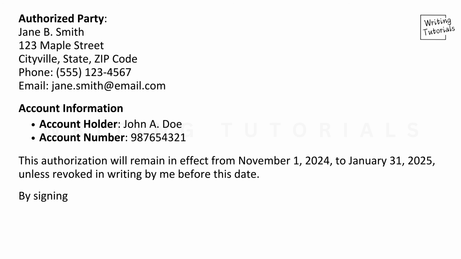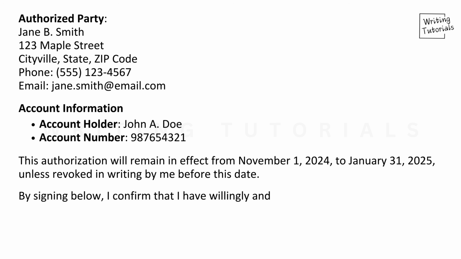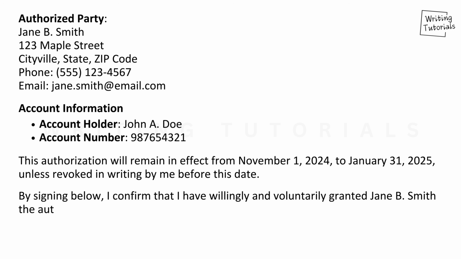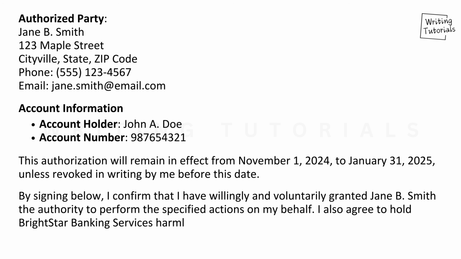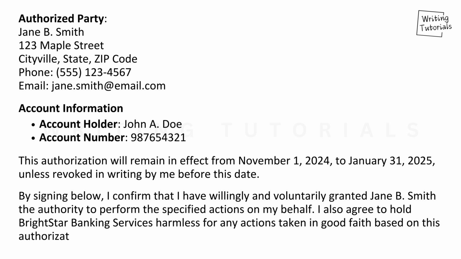Adding a statement of confirmation. Next, include a statement confirming your intent to grant this authorization and accepting responsibility. For example, "By signing below, I confirm that I have willingly and voluntarily granted Jane B. Smith the authority to perform the specified actions on my behalf. I also agree to hold Brightstar Banking Services harmless for any actions taken in good faith based on this authorization." This section acts as a safeguard for the company or organization, letting them know you're serious about granting permission and that you won't hold them responsible if things go as expected. It's also a way of affirming that your representative will be acting within your wishes.